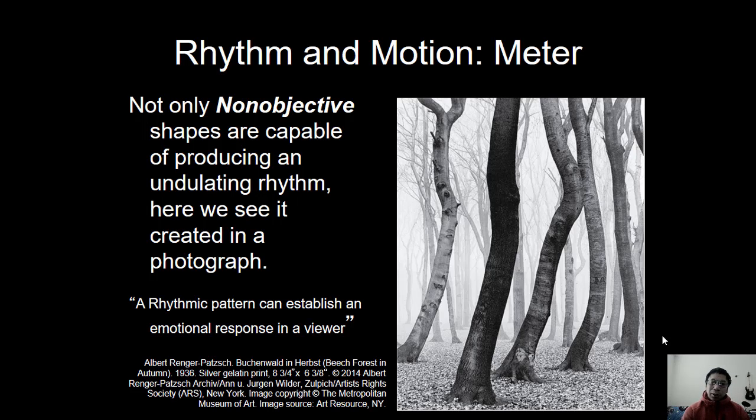So we also see rhythm in works of art that aren't always abstract. So if you look at this example here, Albert Renger-Patzsch, Buchenwald in Herbst, Beech Forest in Autumn, 1936. So we are looking at a photograph, and the lines, the bending of the trees, and how we are going from dark to light, all of these qualities give us a sense of rhythm.